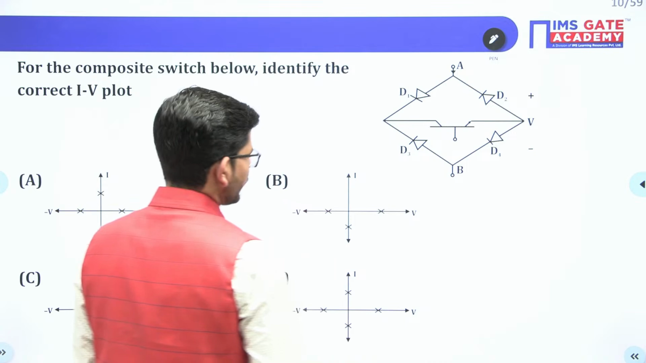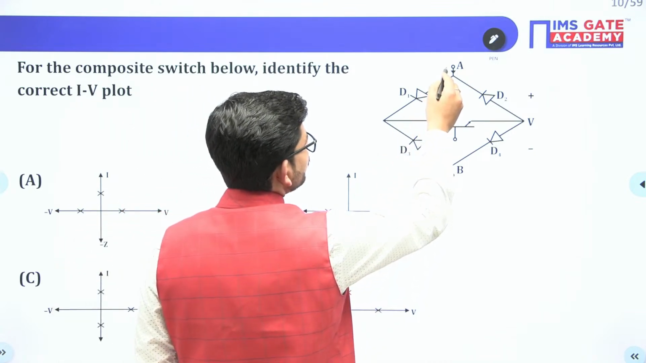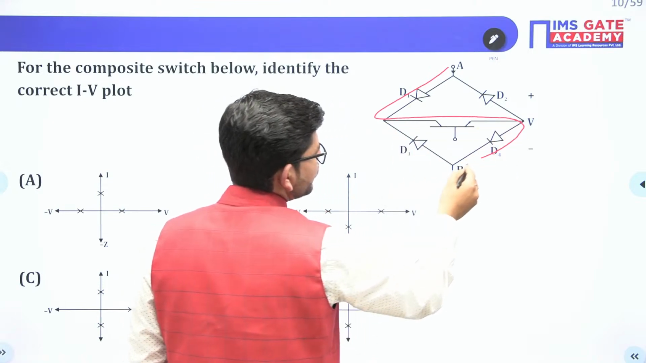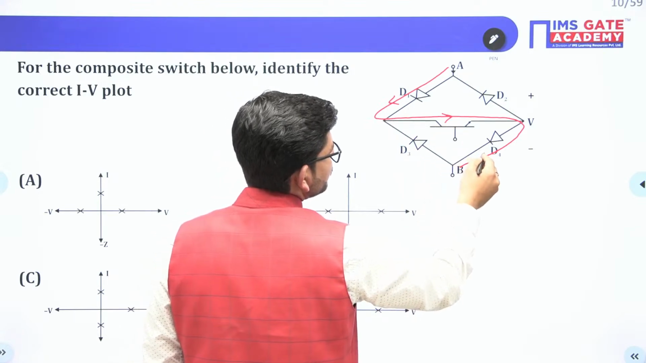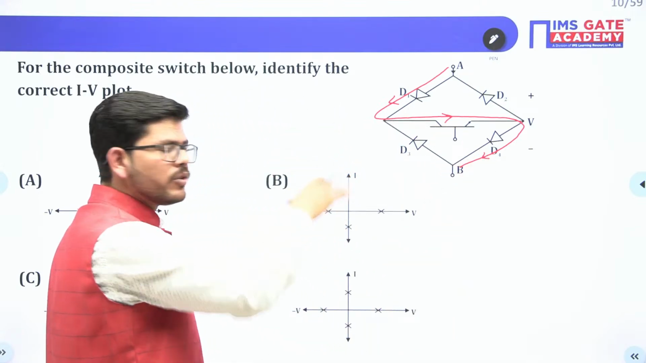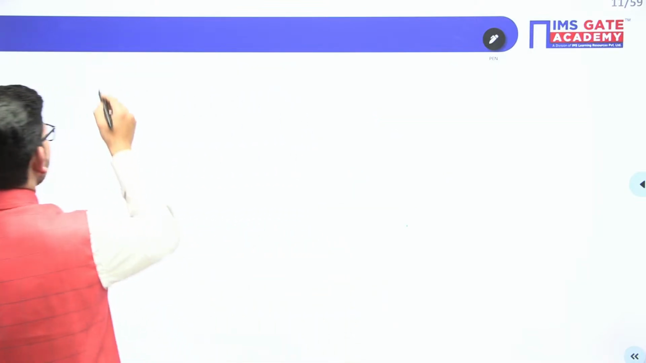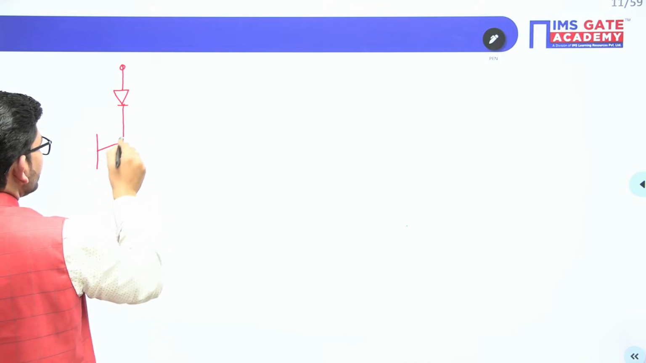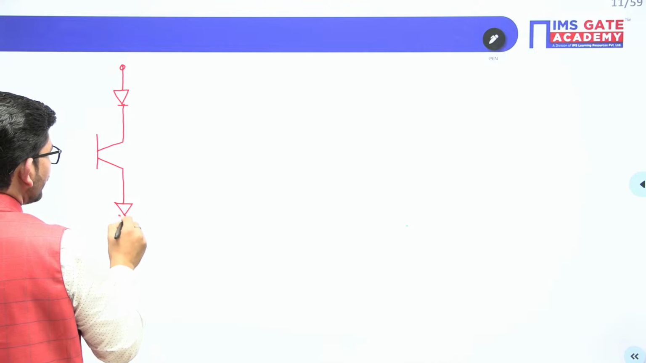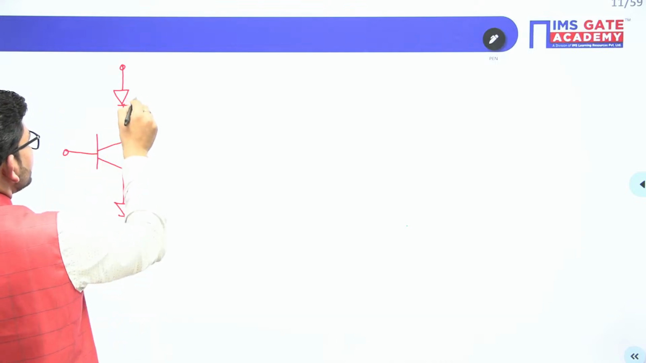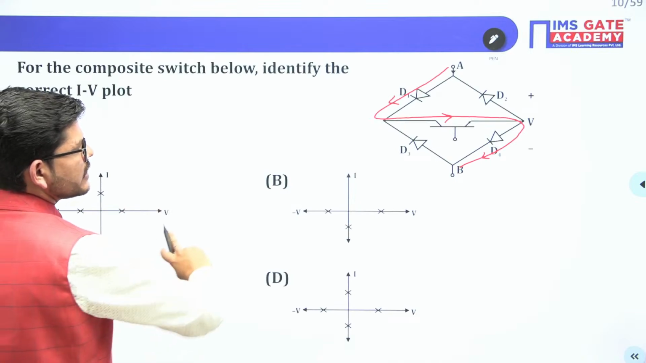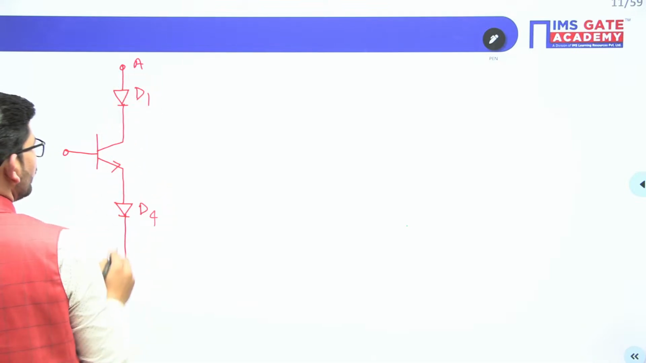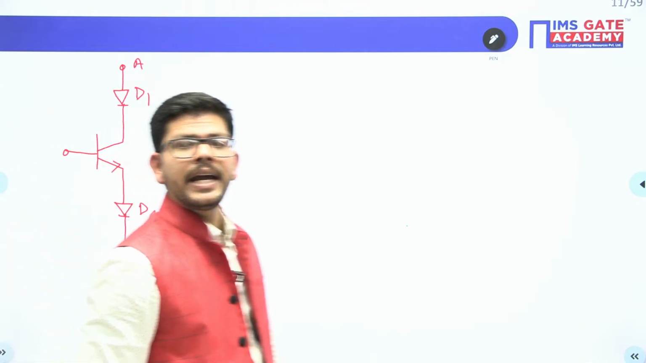Guys, if you see this particular combination of switch, there are 2 possible ways. You can go from A to B in this particular manner. This is the first possible way how you can go from A to B. So if you are going this way, you will get this combination. We have one diode, and we have a transistor, and then we have another diode, and all these are connected in series. This is D1 that we have, and this is D4 that we have. So D1 and D4, and this is our transistor. So one possible way of reaching B from A is this one.